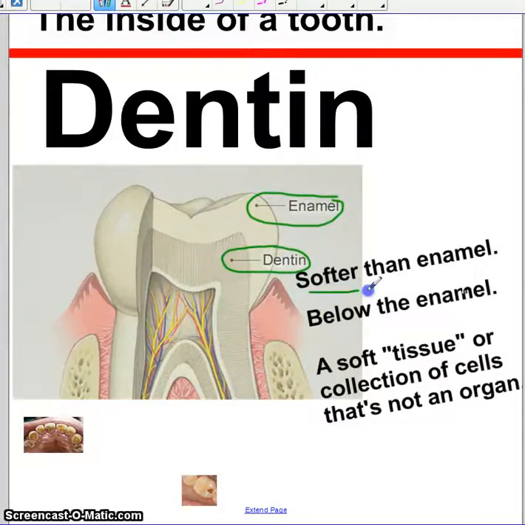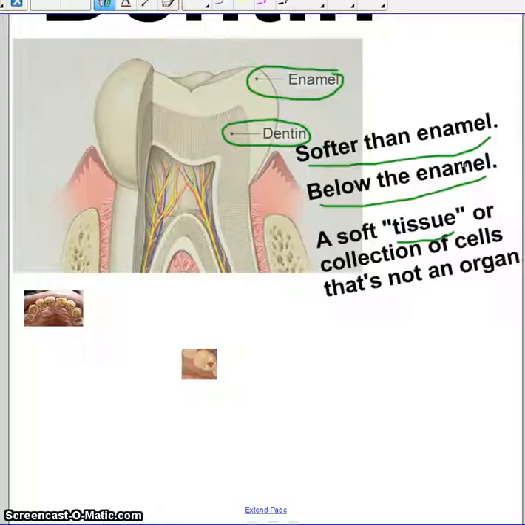The dentin is actually softer than the enamel, and it's below the enamel. What it's considered to be is soft tissue. It's a collection of cells, actually. And I'm going to show you a couple of maybe gross pictures of enamel.